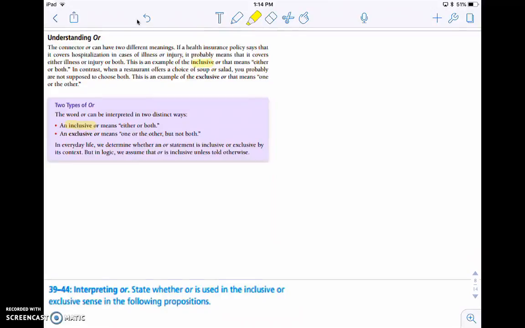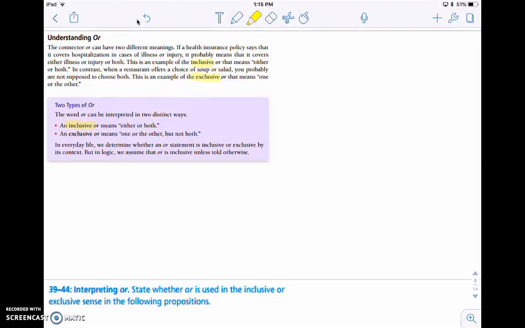However, in contrast, if we go to a restaurant and you have a choice between soup or salad, you're probably not going to be able to choose both soup and salad unless you pay for both. If it says on the menu you get your choice of soup or salad, you're only going to get one or the other, but not both. And this is what's called an exclusive or, meaning you get one or the other. So depending on the context, that's how we can identify whether something is inclusive or exclusive.